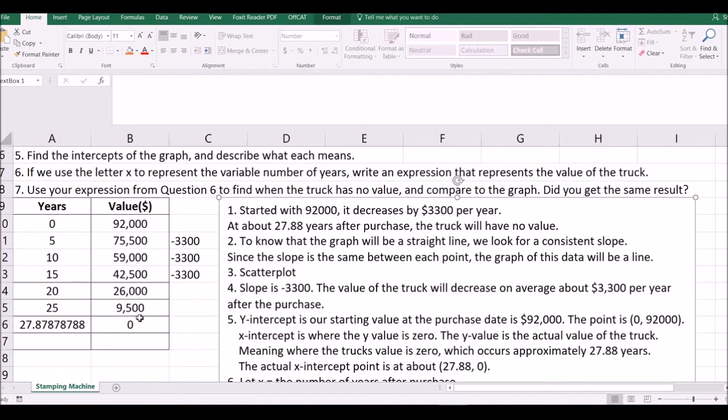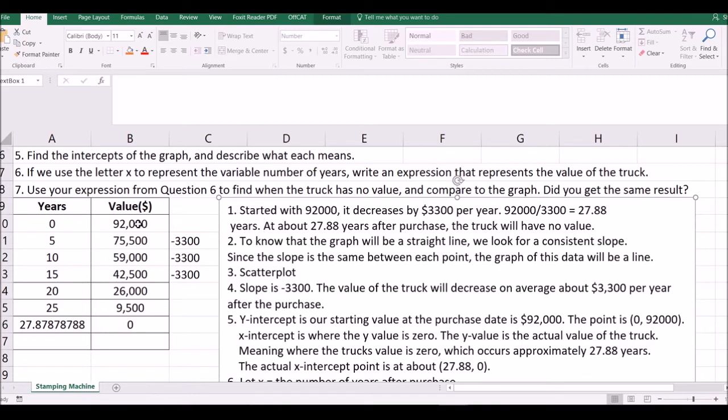So we want to know when it gets down to a value of 0. So we need to know how many times does 3,300 go into 92,000. And we did that in Excel. We just simply did the 92,000 divided by the 3,300. And that equals the 27.88. Well, I should say about 27.88 years. So we basically want to know how many times that 3,300 goes into the 92,000, because that's how many times it'll take to get to 0 when we subtract. And it was approximately 27.88.